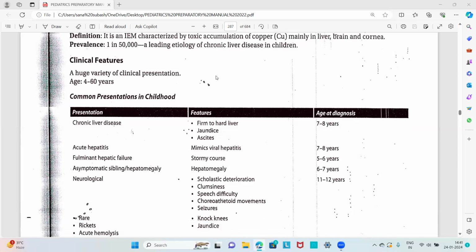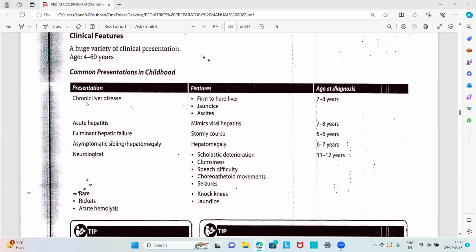The clinical features have a huge variety of presentations, and the age of onset is usually 4 to 6 years. The common presentation in childhood is like chronic liver disease, with a firm to hard liver, jaundice, and ascites; the age of diagnosis is 7 to 8 years. Then we have a presentation like acute hepatitis, which mimics viral hepatitis, and a fulminant hepatic failure presentation. Then in an asymptomatic sibling or hepatomegaly, the feature is hepatomegaly.